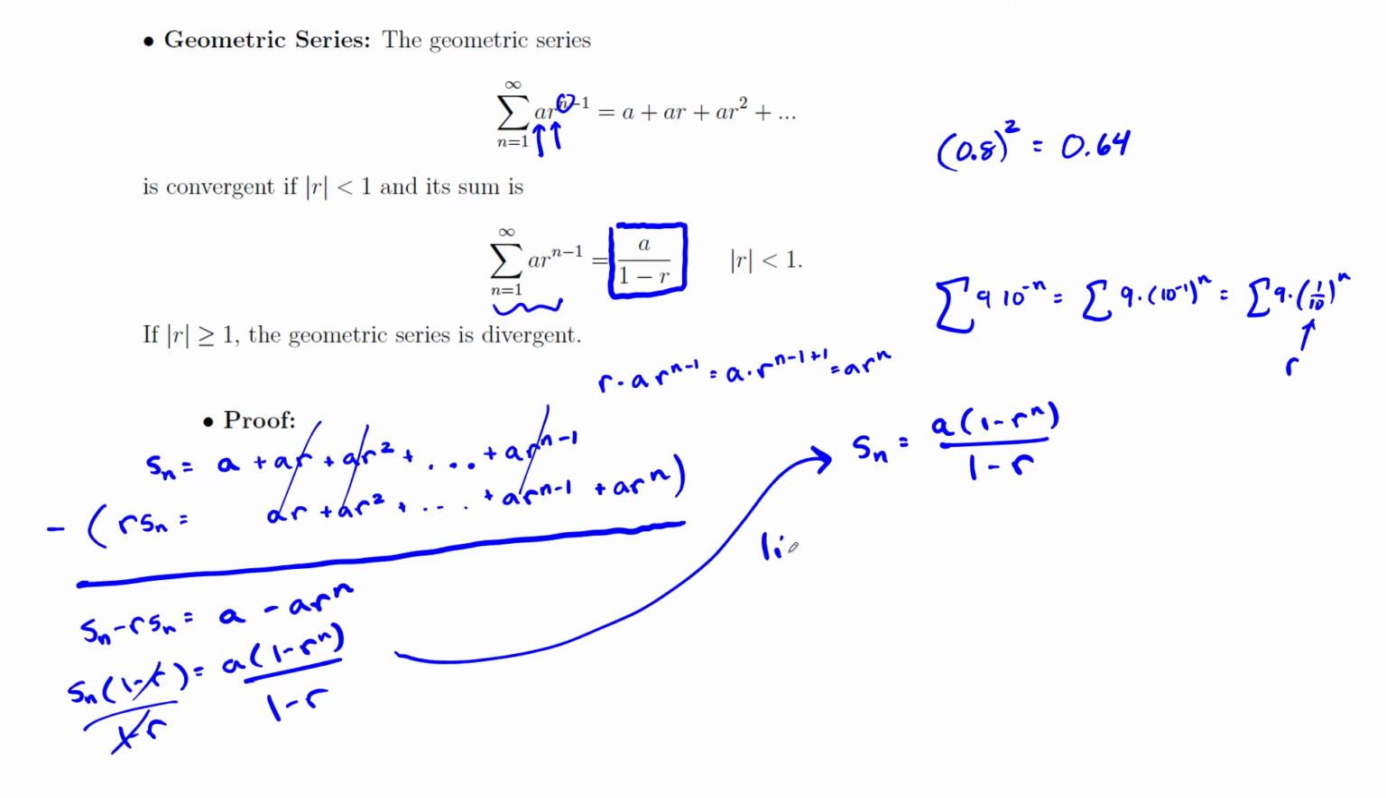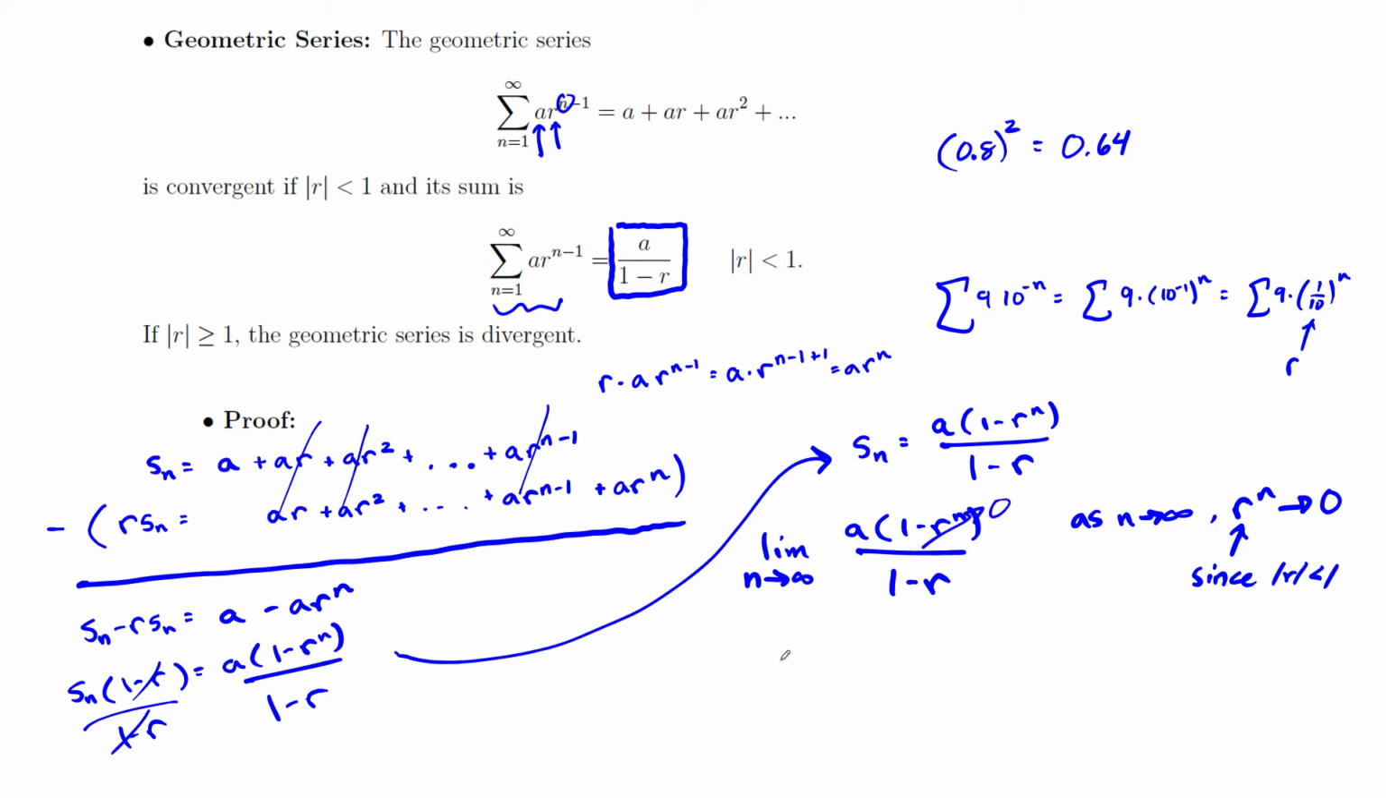So if I take the limit as n goes to infinity of a times 1 minus r to the n divided by 1 minus r, let's think about what happens as n gets really big. What happens to r to the n? Well, it goes to 0, since the absolute value of r is less than 1. So that means this goes to 0, and what are we left with? We're just left with a times 1 on top, over 1 minus r. So that's a pretty understandable little proof of why this series in fact converges to that particular number. It sums to that particular number.